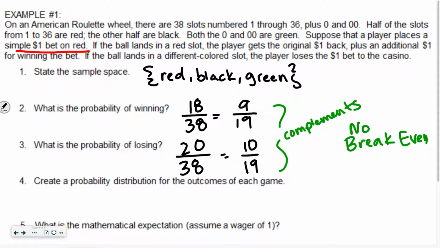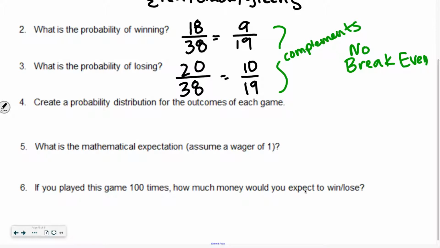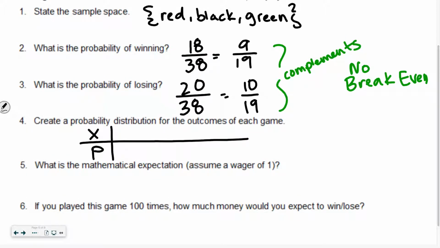So we've got our probabilities of winning, losing, and if we had had breaking even, we could have said something about that. And now we're going to create that probability distribution. Remember, the probability distribution has our x's and our p's. One thing that I want to point out, the values that go in for x are the value to you, the player, when you get the certain outcomes in the sample space, but the values in the probability distribution are not necessarily the values in the sample space.